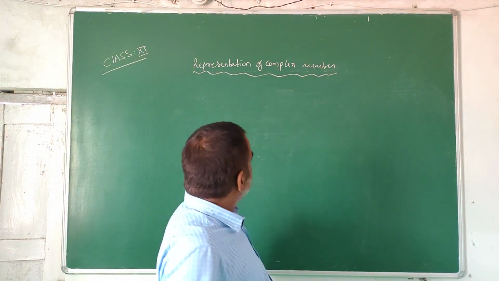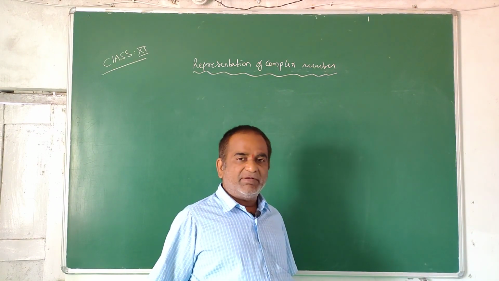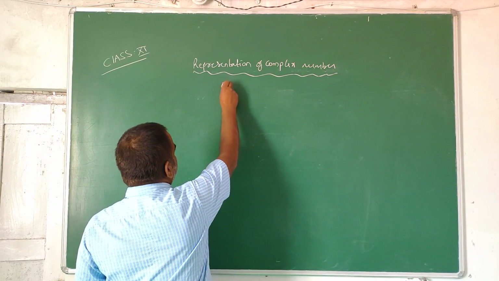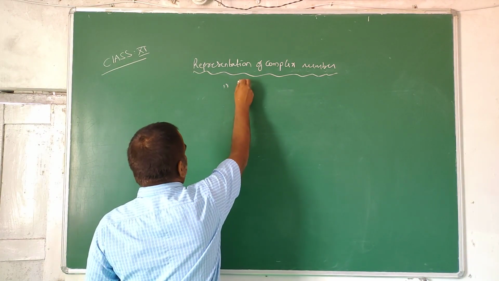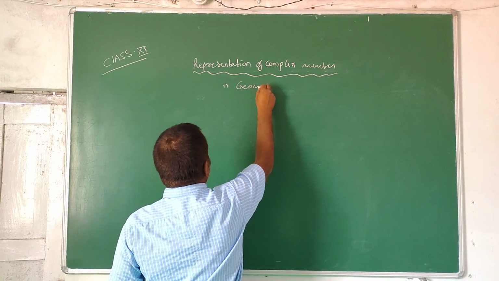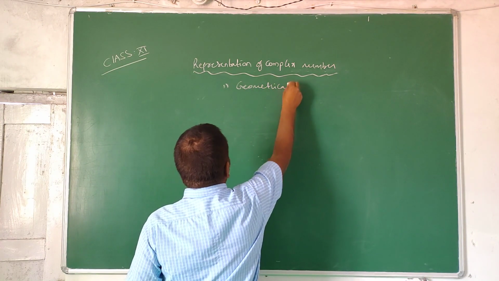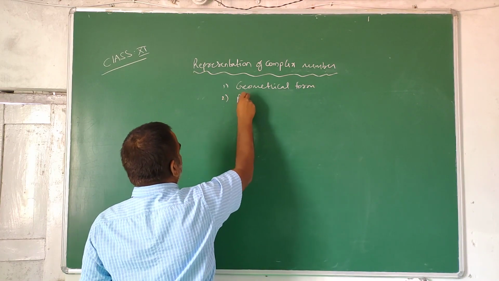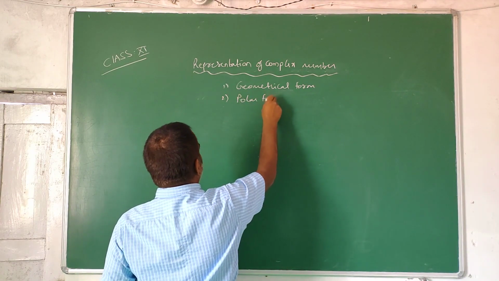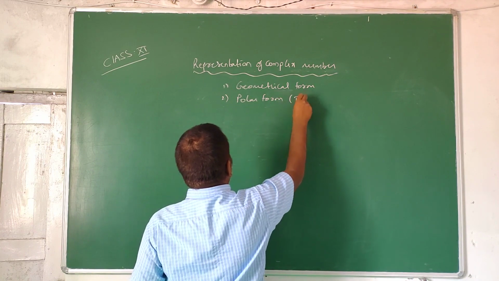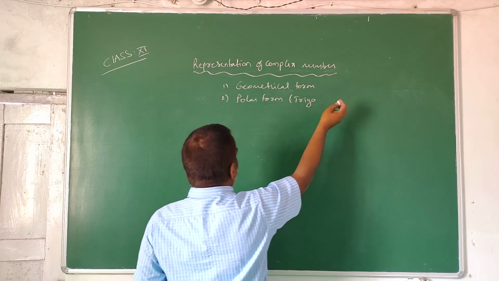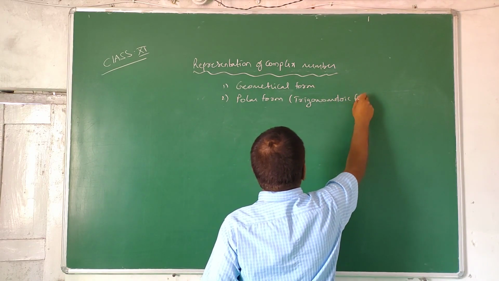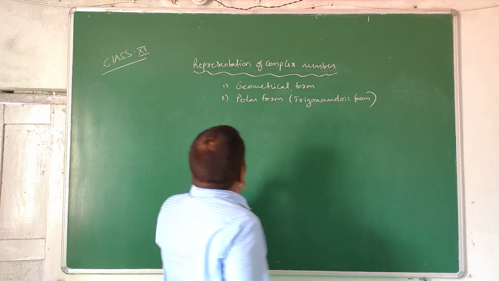Now dear students, representation of a complex number. A complex number can be represented in geometrical form and in polar form. Polar form means trigonometric form. Understood?